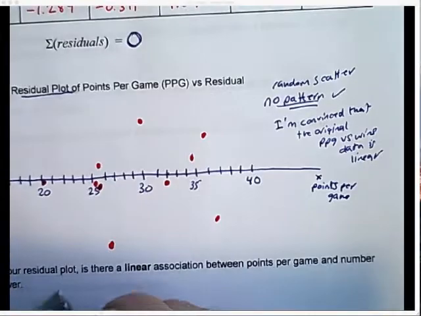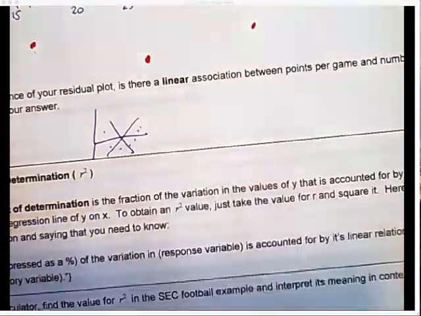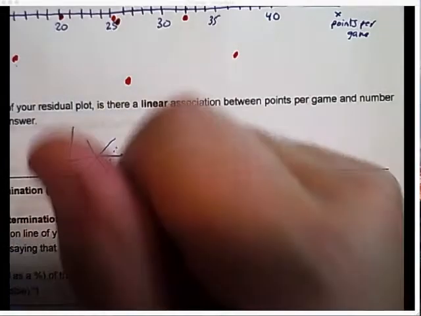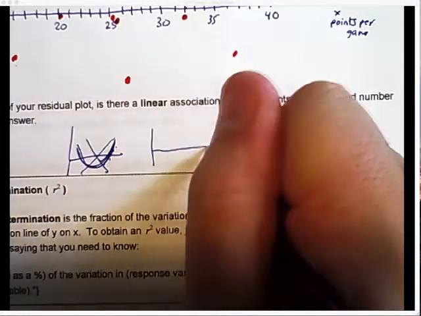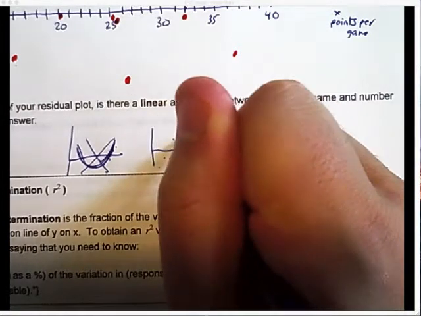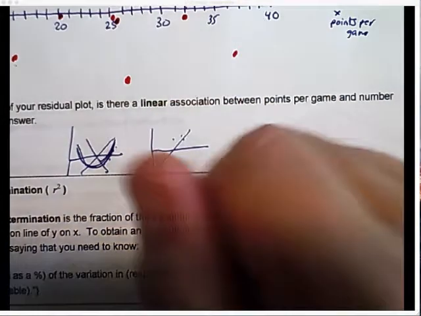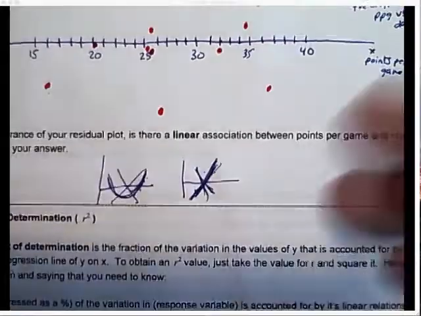If we had a residual plot that looked like this, that would be bad because it doesn't appear like it's random scatter, it appears like it's a parabola. We also don't want to see a residual plot look like a line because that's a pattern. So when we're looking at residual plots, we're looking for no pattern.